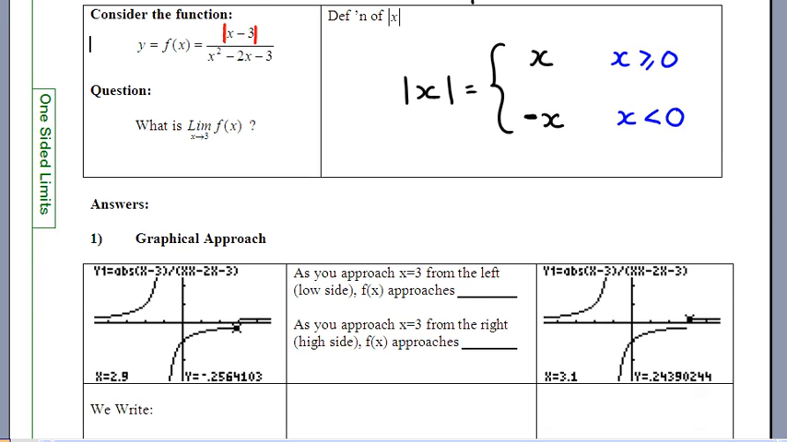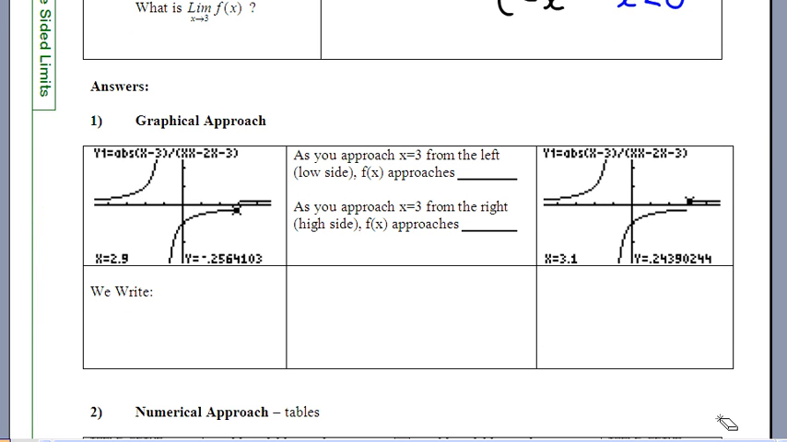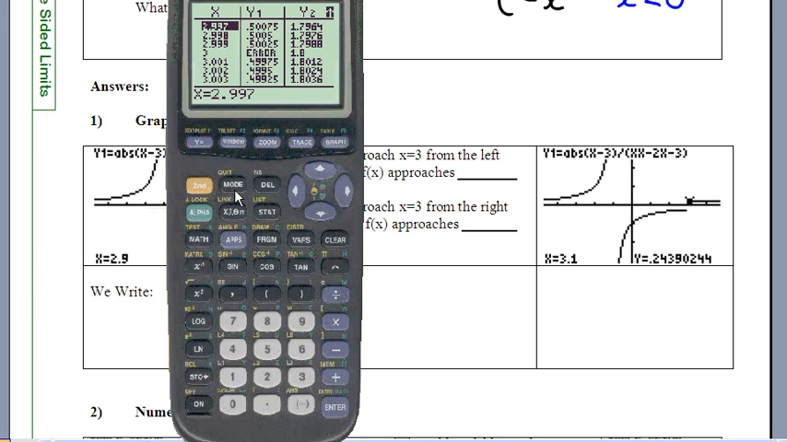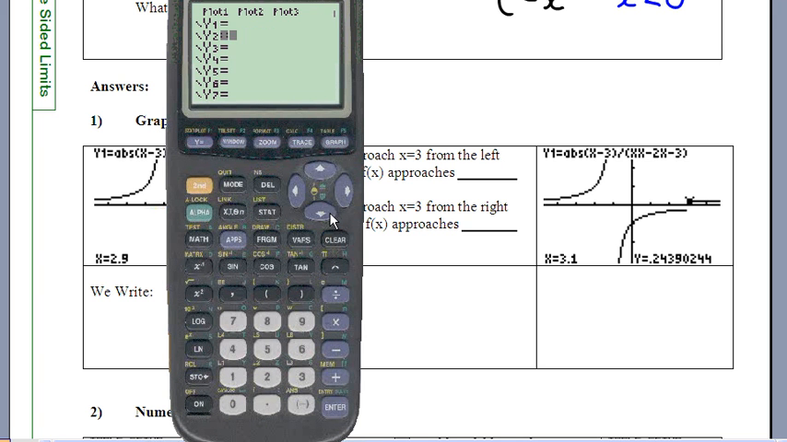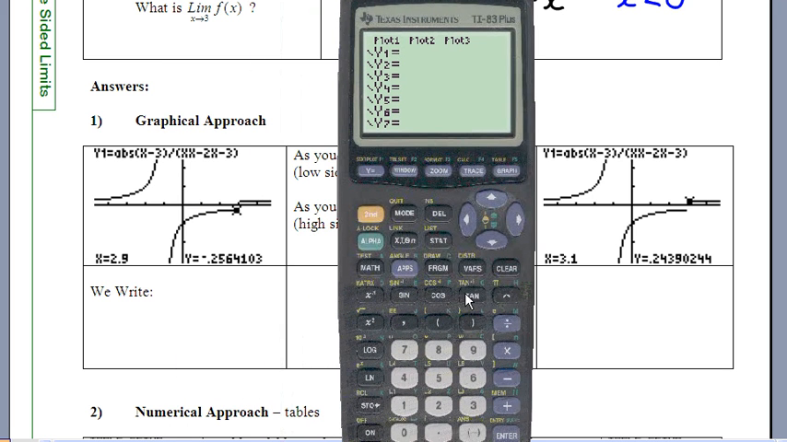We're going to take a look at some one-sided limits created by absolute value, and we're going to do it graphically, numerically, and then symbolically on the next page. So I'm going to play with that function, and I'm going to put it into my graphing calculator. Get that all cleared out. Okay, clear that out too. And this function was the absolute value of x minus 3.